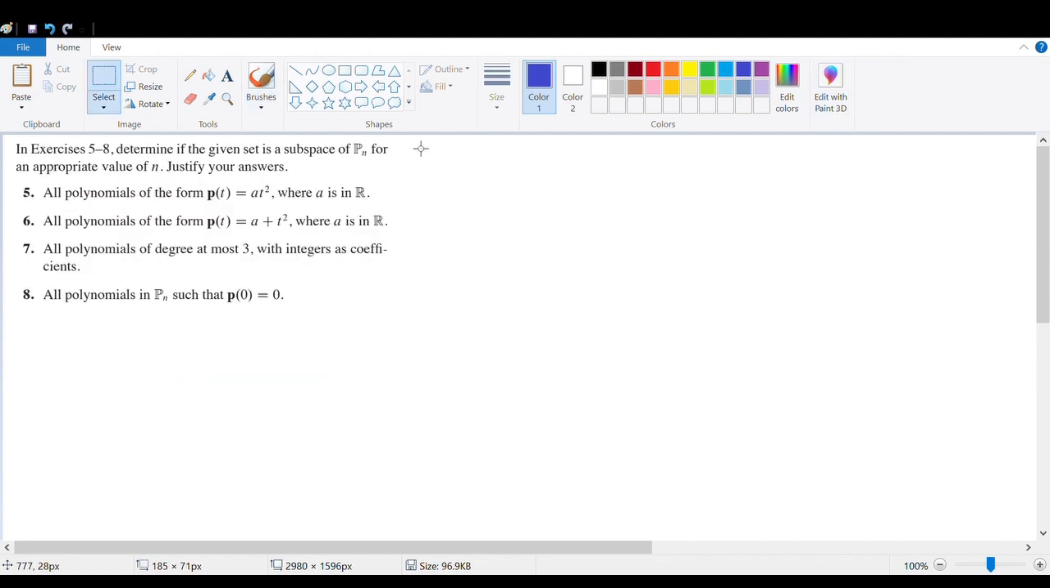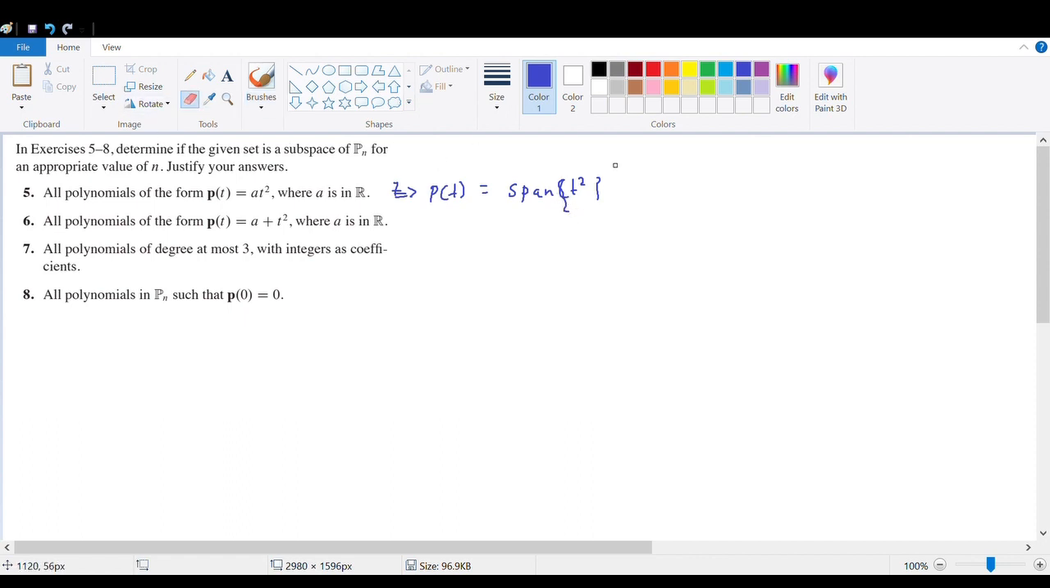In exercises 5 to 8, determine if the given set is a subspace of Pn for an appropriate value of n. Justify your answers. So 5: all polynomials of the form p(t) equal to a t squared, where a is in R. Here we can write p(t) as the span of t squared.